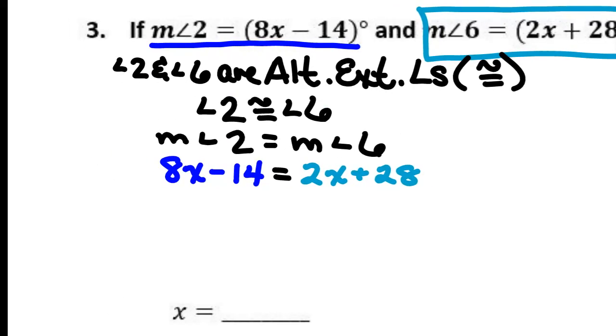Now I need to get my x's on the same side, so I'm going to minus 2x from both sides.